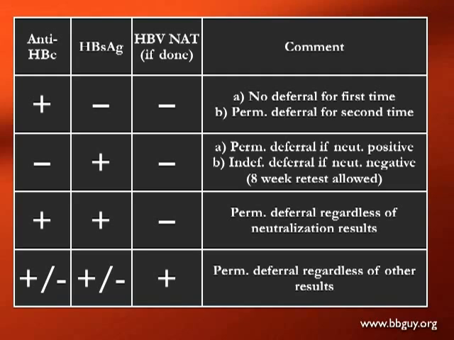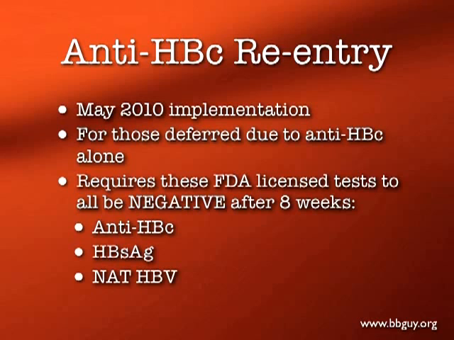The third one down is if you have a reactive anti-core as well as a reactive surface antigen. If that happens, you're done. It's a permanent deferral regardless of what neutralization shows, as well as regardless of whether it's a first or a second core. Now finally, the last one, according to the FDA, if an individual does have NAT done and it's reactive for hepatitis B, it's a permanent deferral. And that's actually surprisingly different from what would happen with HIV or HCV in that situation. More on that in a minute.